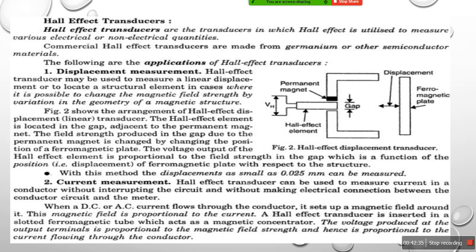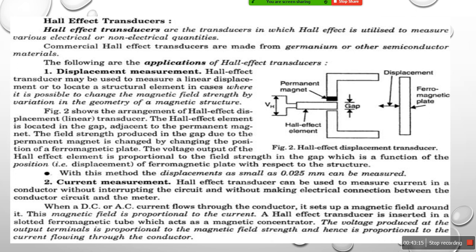The second one is the current measurement application. The Hall effect transducer can be used to measure current in the conductor without interrupting the circuit and without making an electrical connection between the conductor circuit and the meter. Sometimes in circuits, if you want to know how much current is flowing in a particular part of the circuit, you have to make a connection for the ammeter. But instead of that you can place a Hall effect transducer there, so that it will be able to indicate how much current is flowing through that particular circuit.